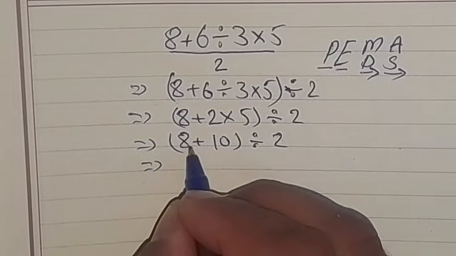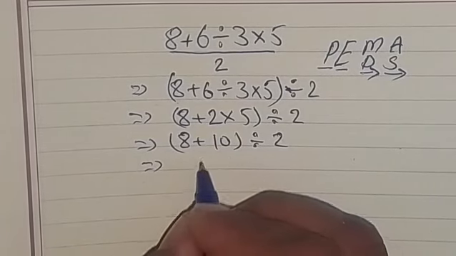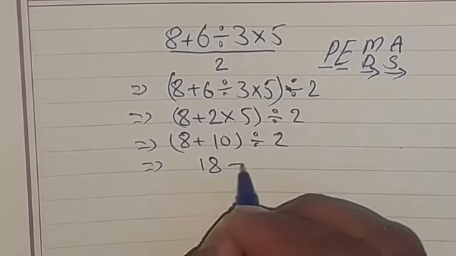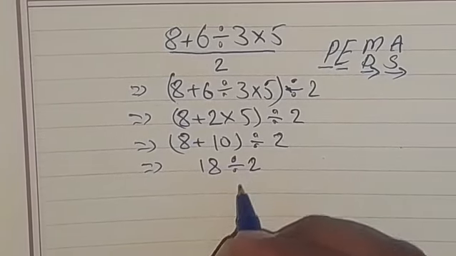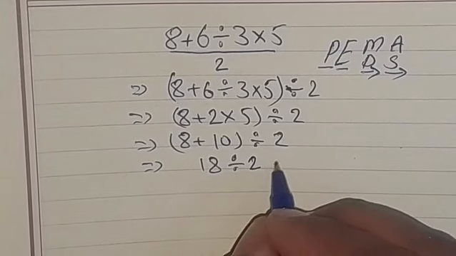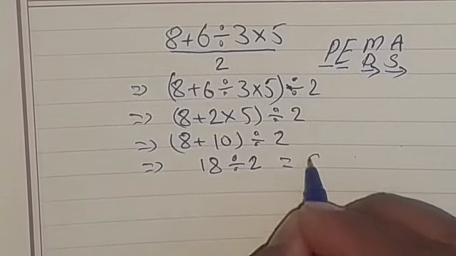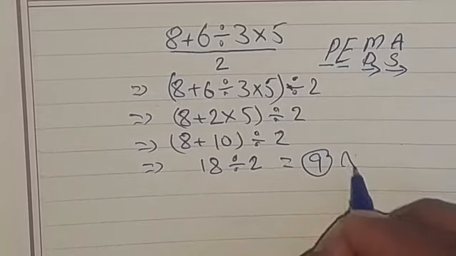And 8 plus 10 gives us 18 over 2, and 2 ones are 2, 2 nines are 18, so that gives us 9. So the final answer is 9.